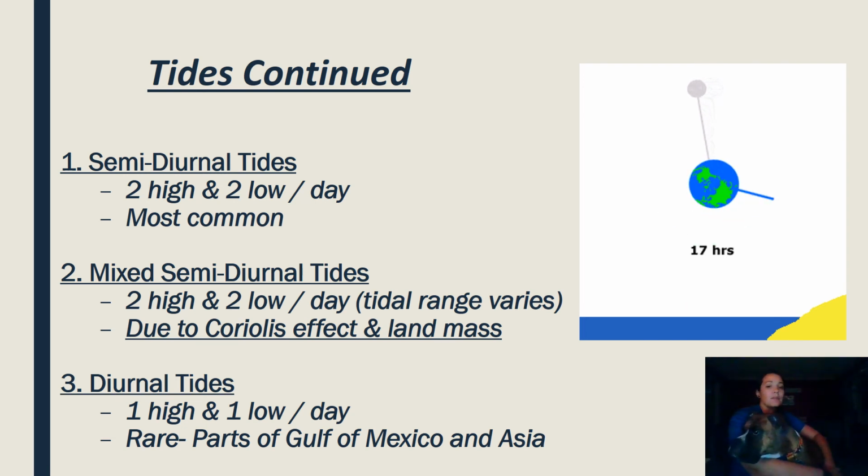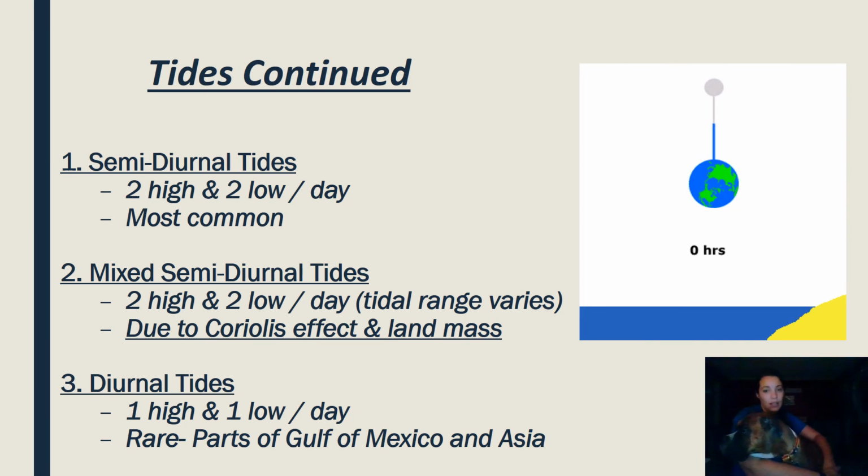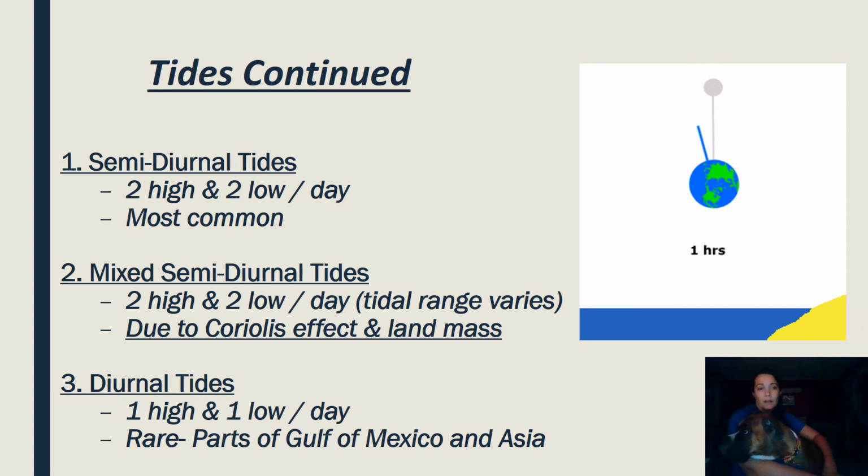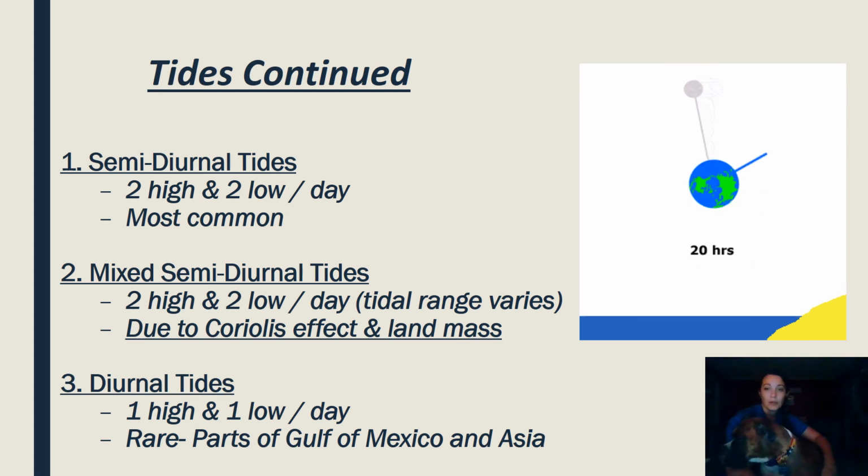And then you have something called diurnal tides, not semi, just diurnal tides. That's number 3. That is 1 high tide and 1 low tide a day. These are a lot less common, and you typically only see these in the Gulf of Mexico and Asia. So we are part of a rare group of people that live in an area that has diurnal tides, so we only have 1 high tide and 1 low tide a day. It's pretty cool.